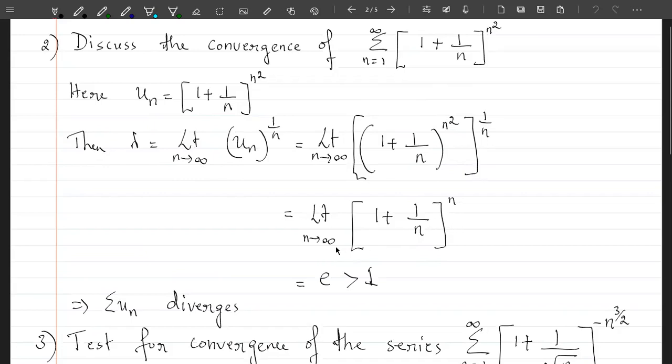As n approaches infinity, this limit takes what value? I have already given this standard limit value. The value of this particular limit will be equal to e. Since the value of this limit is equal to e, which is greater than 1, we say that summation un diverges.